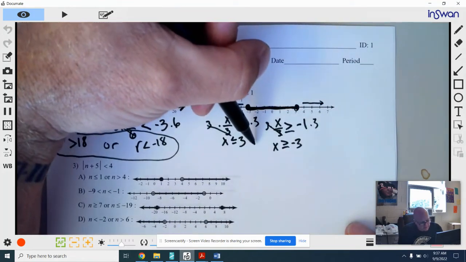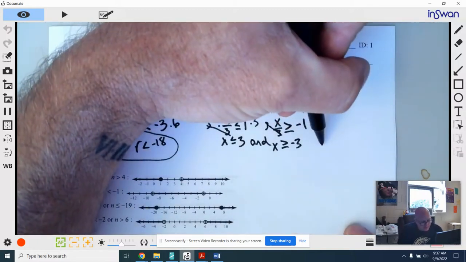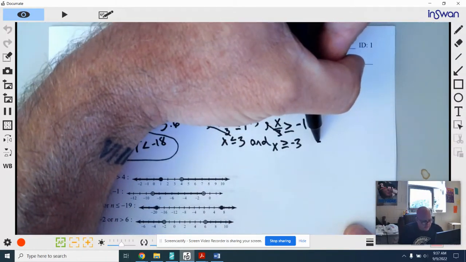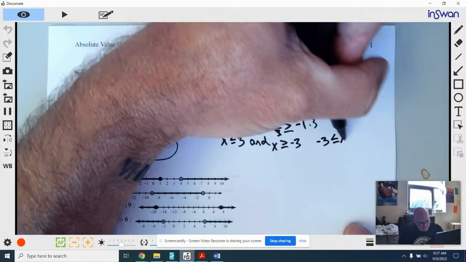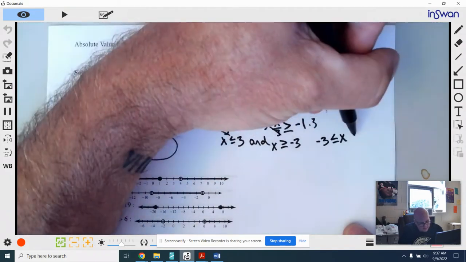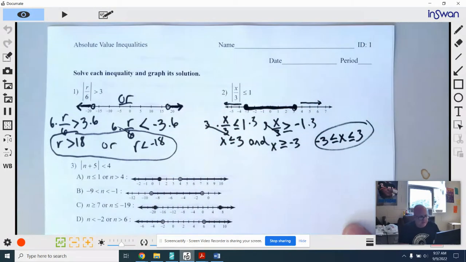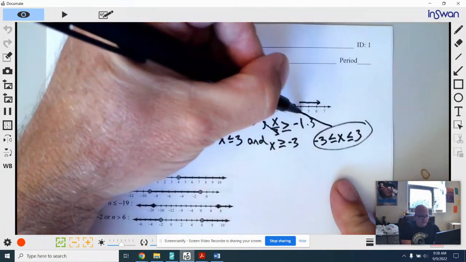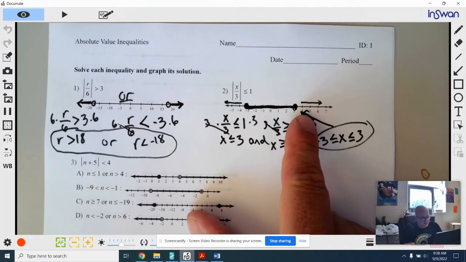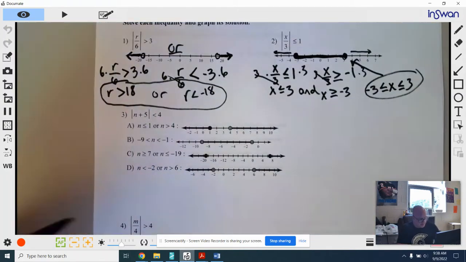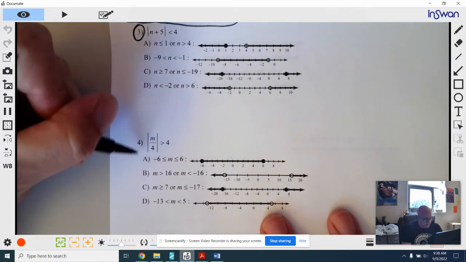Okay, so this is definitely an AND graph, which means we do need to go ahead and reorder that. So to reorder that, take your smallest number, put it on the left side. I'm going to flip those symbols, and then take your larger number with that symbol and put it on the right side. So that matches my graph right there. Negative 3 is less than or equal to x, which is less than or equal to 3. Okay, you guys go ahead and do number 3, and do number 4.